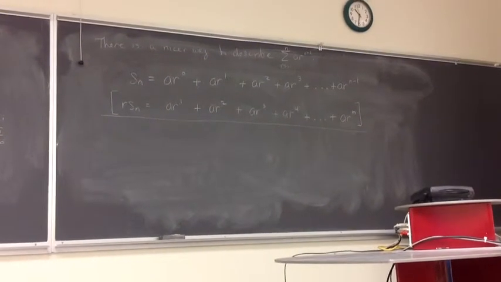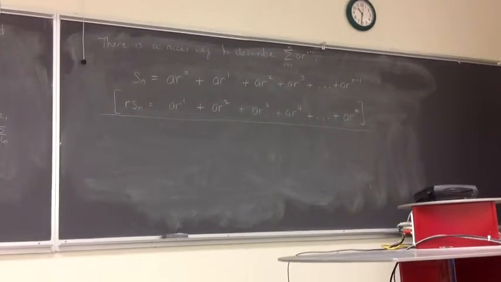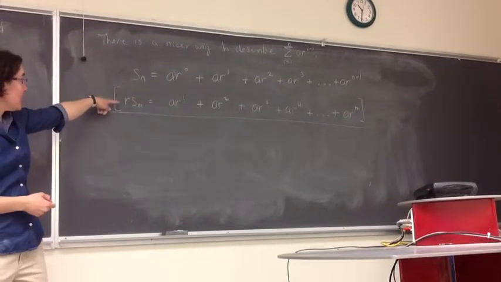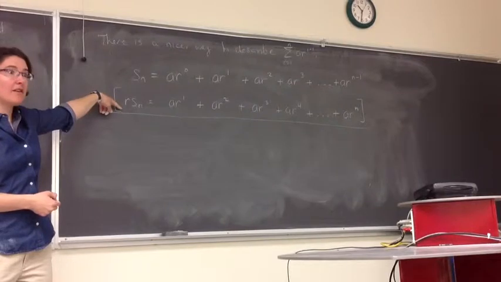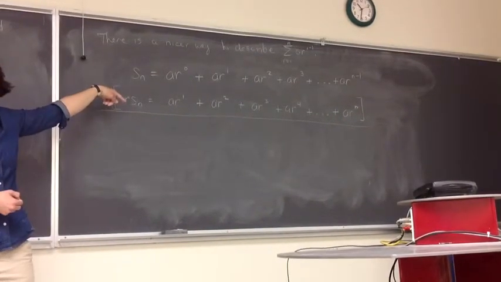This is a cute and clever trick that somebody came up with a long time ago, well before I was born. And so we multiply that equation by r. We're now going to subtract. We're going to take the first equation minus the second equation.